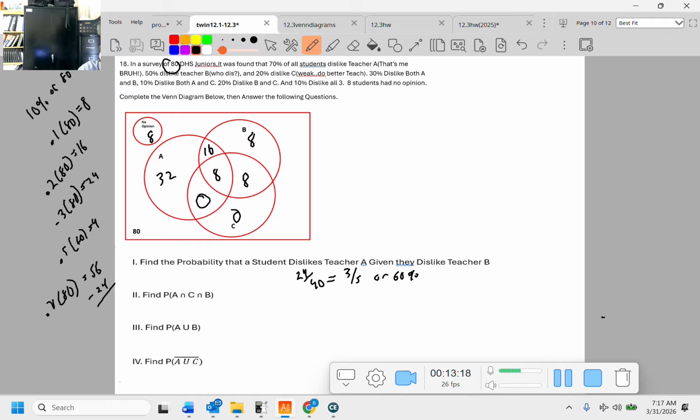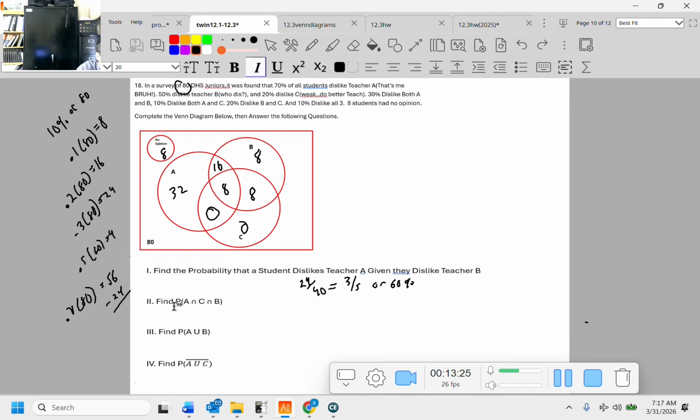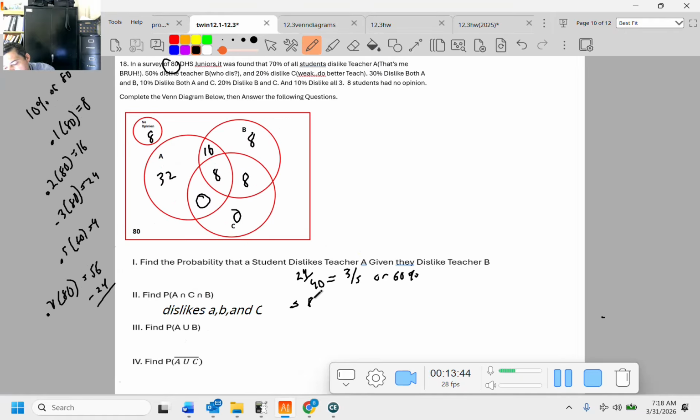All right, number 2, find A and C and B. This is where a student dislikes A, C, and B. This is the dislikes all. A, B, and C. All right, that's your overlap for all 3 circles. It's this piece right here. It's the 8 in 80, which is actually given in the text, which is 10%.